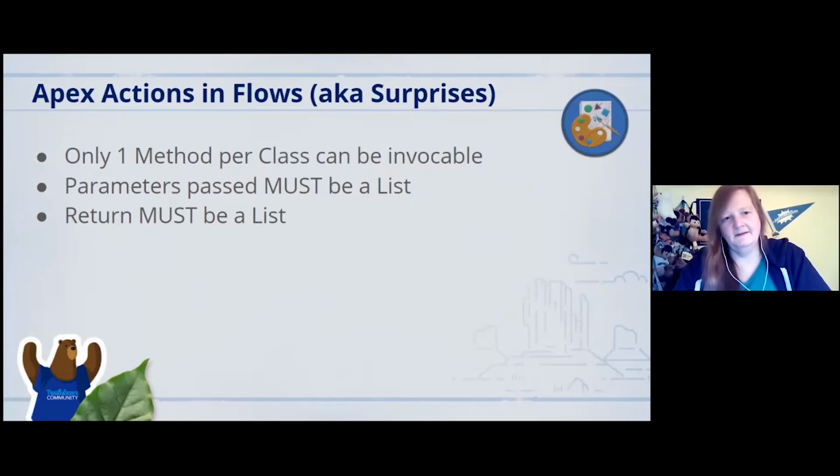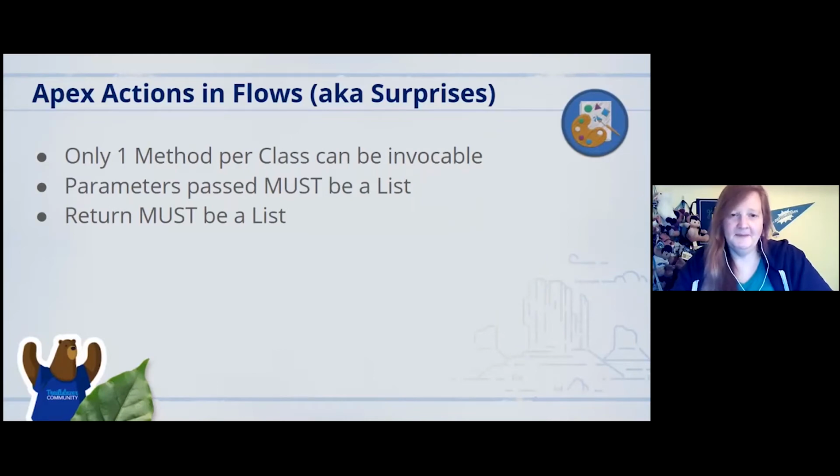And then I read this, only one method per class can be invocable. And I'm like, oh, so if I want to do those 3 different things with Apex, I'd have to write 3 different classes. No, I only want to do one class, so I'm going to have to find a way to make this work.